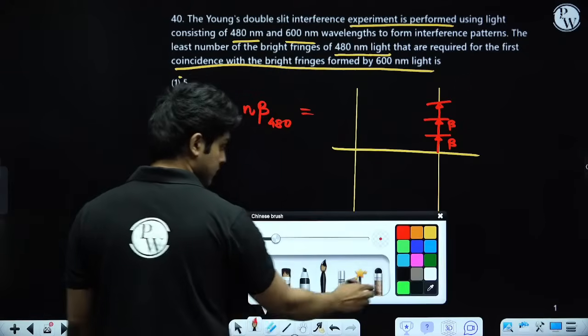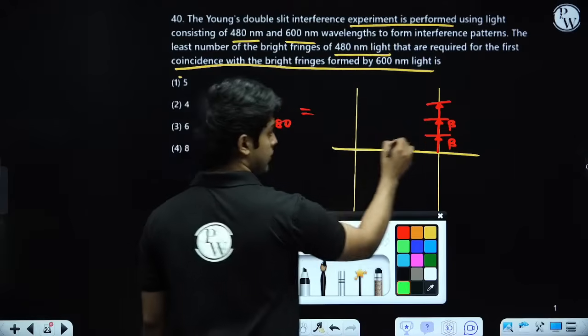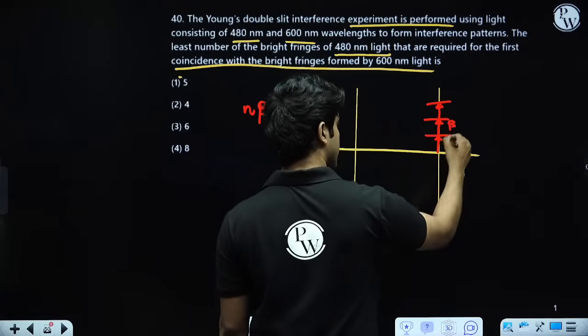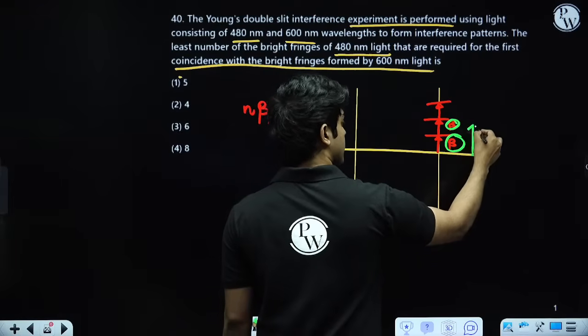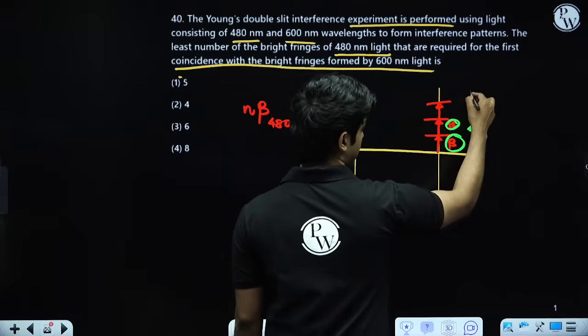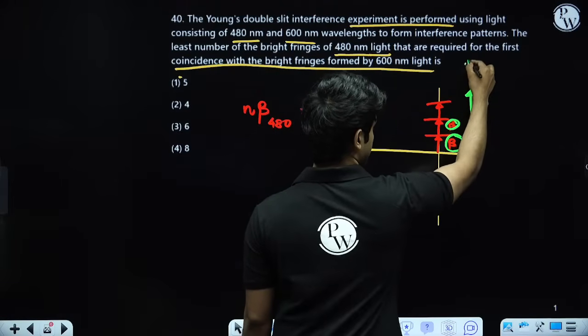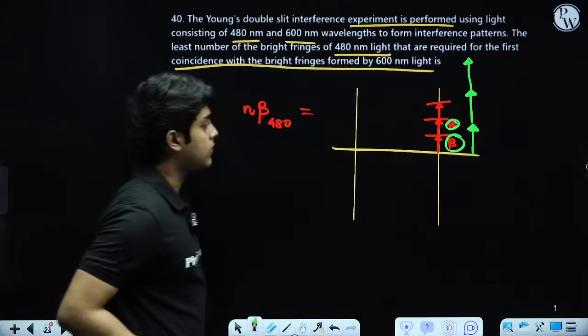Okay, so this is the 480 nanometer one, right? The 600 nanometer one will have some other beta, right? The beta lengths won't be the same because beta depends on lambda.